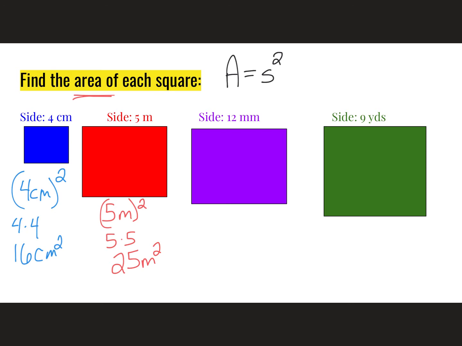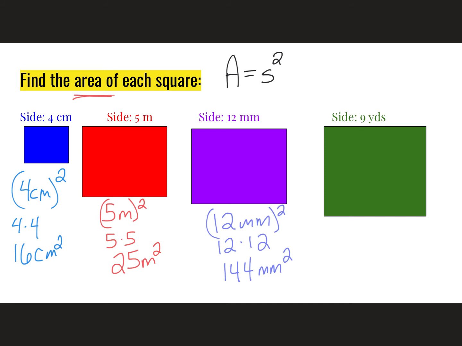Next, I have my purple one. So that one is 12 millimeters. So I have to square that. So 12 times 12 gives me 144 millimeters squared, or square millimeters.